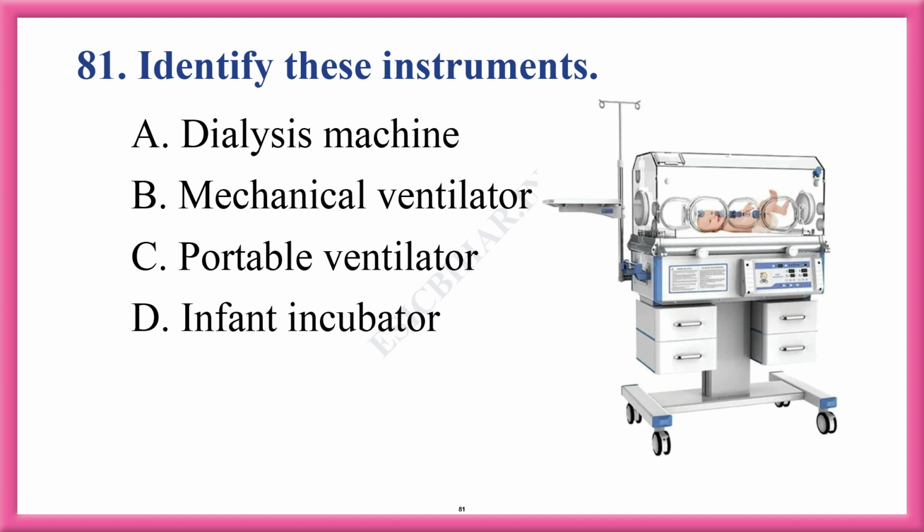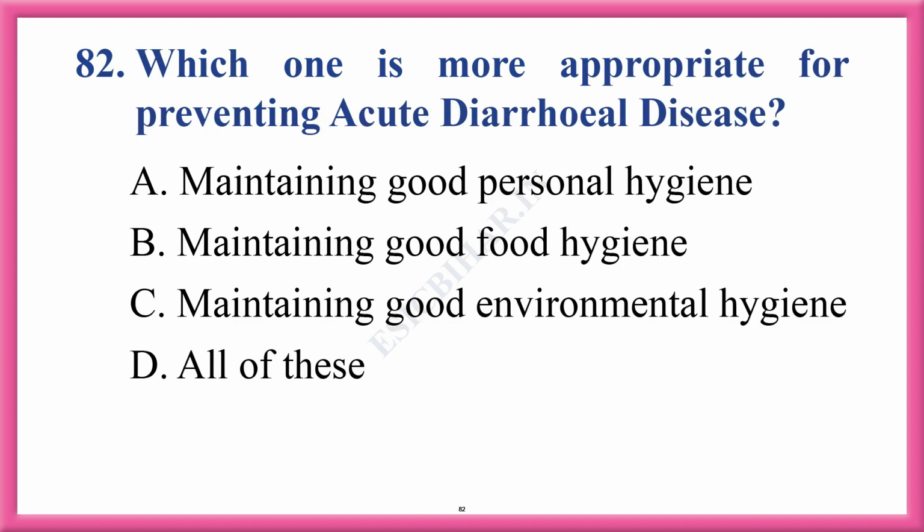A. Dialysis machine. B. Mechanical ventilator. C. Portable ventilator. D. Infant incubator. And the answer is D. Infant incubator. Question 82. Which one is more appropriate for preventing acute diarrheal disease?